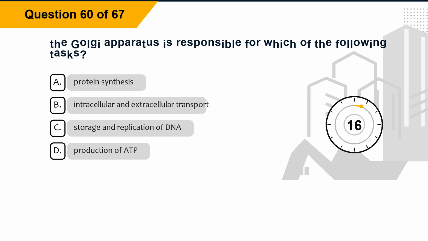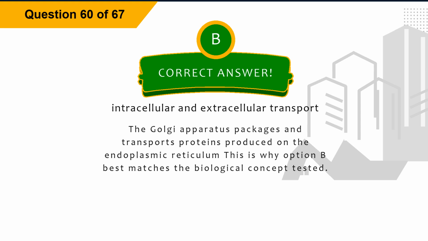Question 60. The Golgi apparatus is responsible for which of the following tasks? Option A. Protein synthesis. Option B. Intracellular and extracellular transport. Option C. Storage and replication of DNA. Option D. Production of ADP. The correct answer is option B. Intracellular and extracellular transport. Explanation. The Golgi apparatus packages and transports proteins produced on the endoplasmic reticulum. This is why option B best matches the biological concept tested.